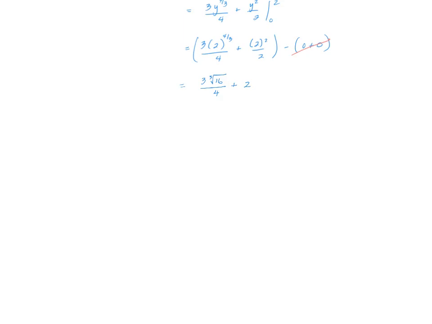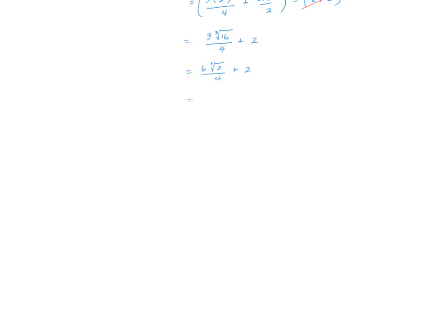And I could clean up the cube root of 16. That's going to be 2 cube root of 2. So on the outside I would have a 6 cube root of 2 over 4 plus 2. And then I can reduce the 6 over 4 to 3/2. So 3 times the cube root of 2 over 2 plus 2 would be an exact answer. But if you put this in your calculator, you'll get approximately 3.89, maybe, or something close to that.